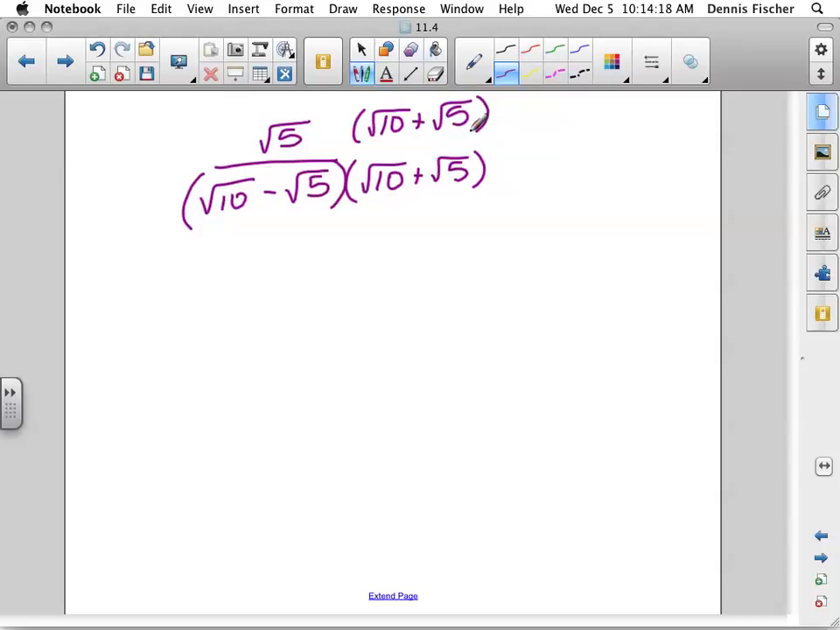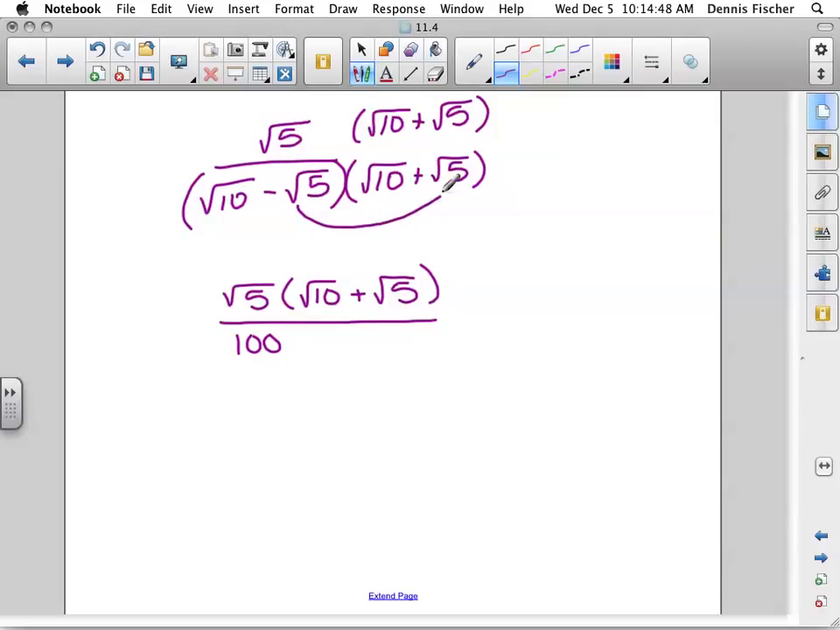Now on top we get square root of 5. I'm just going to leave it like this for now. Now the denominator: square root of 10 times square root of 10 is square root of 100, which is 10. You can FOIL it out, it won't hurt anything. This times this is that, and if you FOIL it out, you won't get a middle term. Square root of 5 times square root of 5 is 5. So that's 10 minus 5, correct?